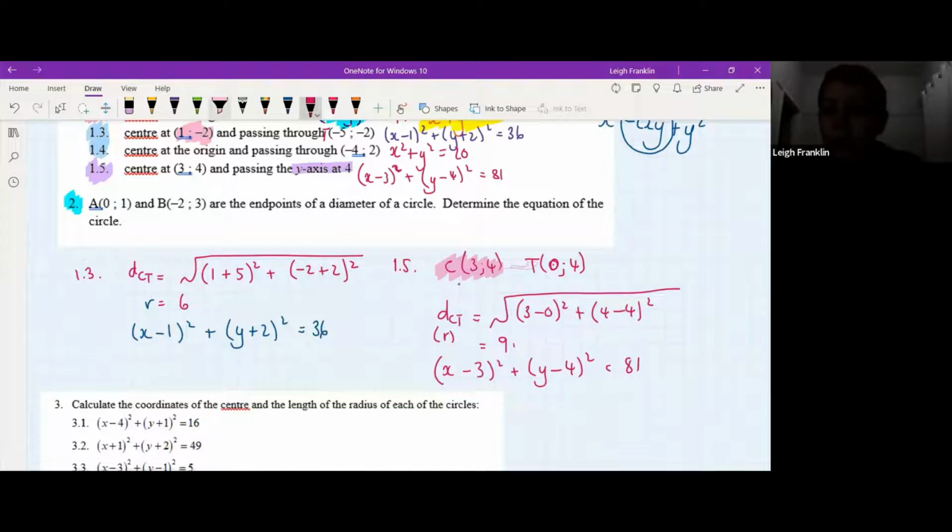Ma'am, the radius is 3. Is it? Yes, ma'am. I got the same answer. What, the radius I said is 3? Yeah, not 9.